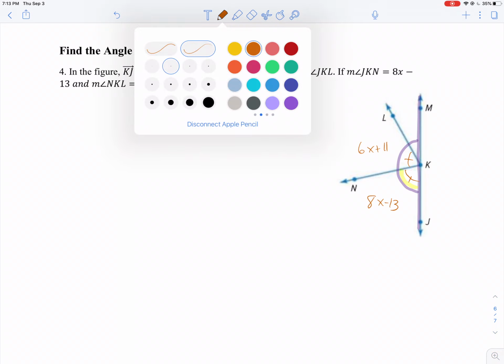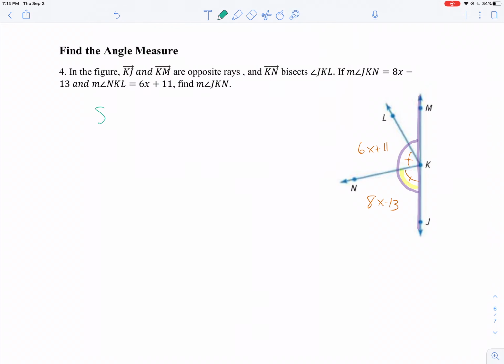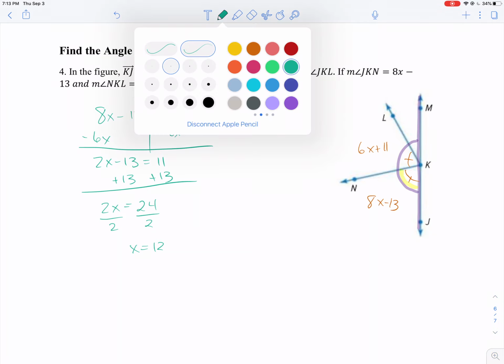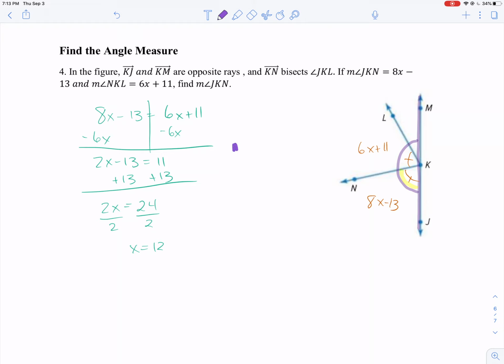Because we know that it bisects those angles, we can say that 8x minus 13 is equal to 6x plus 11. We're going to minus 6x, minus 6x. We're going to get 2x minus 13 equals 11. We're going to add 13 to both sides, and we're going to say 2x equals 24. Divide by 2, and x equals 12. Because our value of x equals 12, we're going to use that to help us find the measure of JKN.